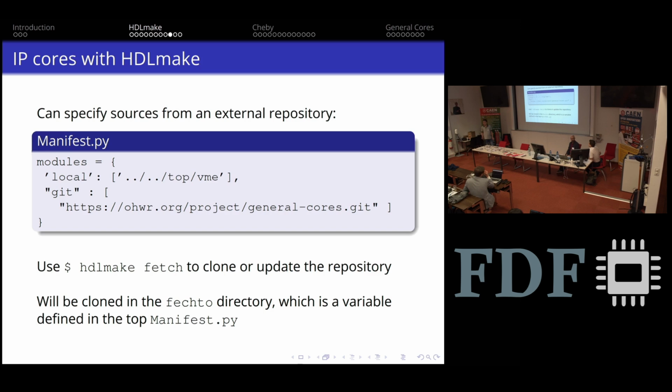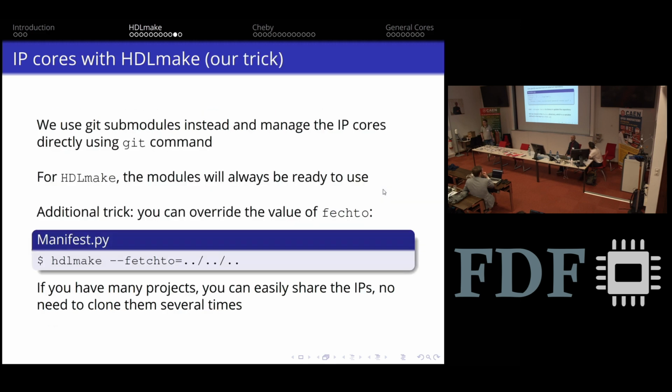Until now I presented how to structure your project with subdirectories. You can also, using the module variable, declare cores which are outside and just refer to them by their URL. The facility hdlmake provides is to automatically clone the outside repository, or update it. And using that, you can do hdlmake fetch and hdlmake make, and it will generate your bitstream at the end.